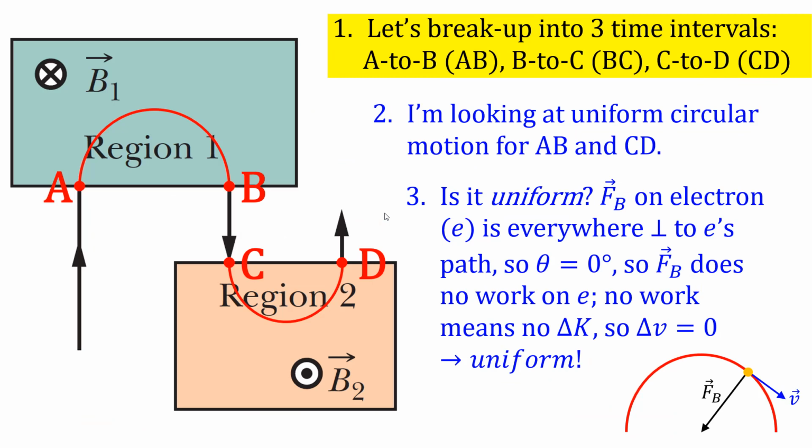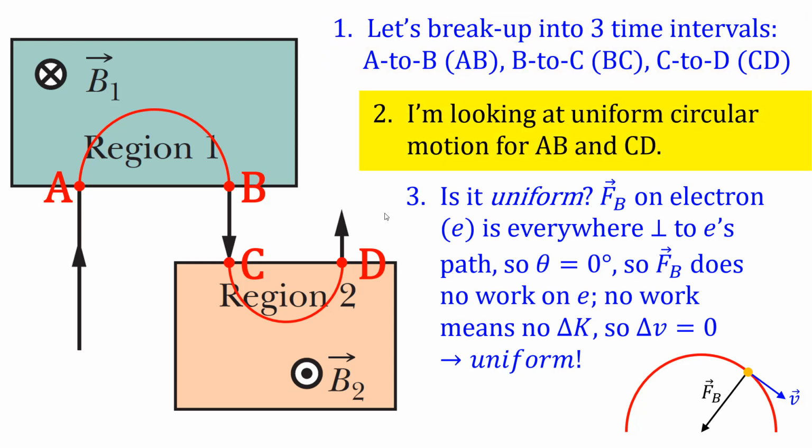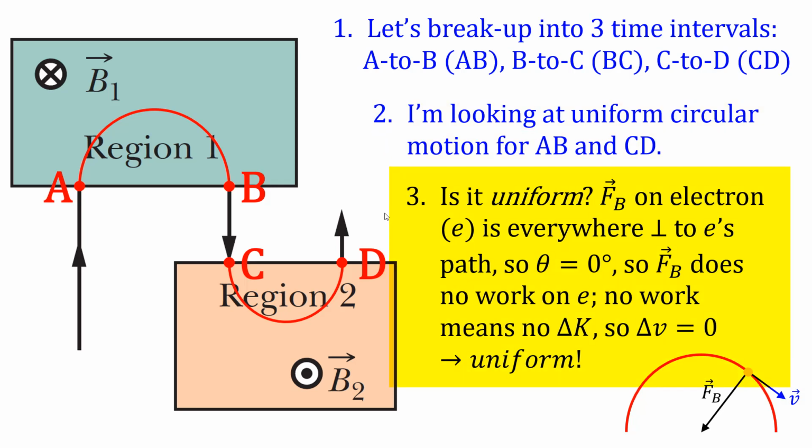Step 1, let's break this into 3 time intervals. The time it takes to go from A to B, from B to C, and from C to D. Step 2, this is uniform circular motion found in both region 1 and region 2. Step 3 is asking the question, is this really uniform circular motion? It looks like it's circular motion, but is it uniform?